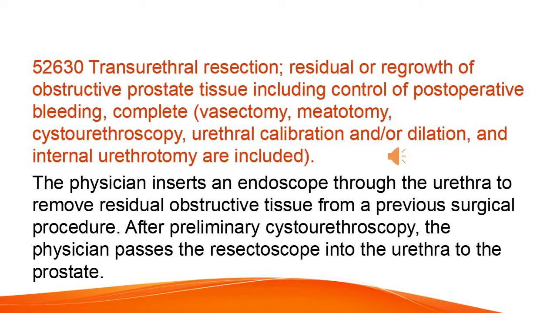Transurethral resection, residual or regrowth of obstructive prostate tissue including control of postoperative bleeding, complete vasectomy, meatotomy, cystourethroscopy, urethral calibration and/or dilation, and internal urethrotomy are included. The physician inserts an endoscope through the urethra to remove residual obstructive tissue from a previous surgical procedure. After preliminary cystourethroscopy, the physician passes the resectoscope into the urethra to the prostate.